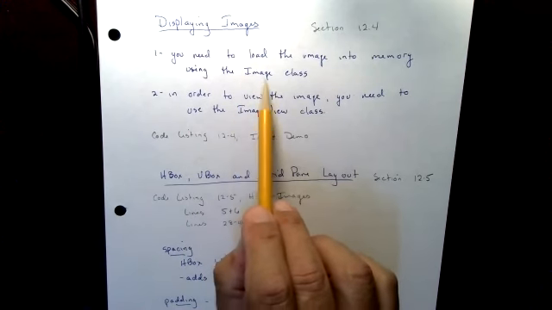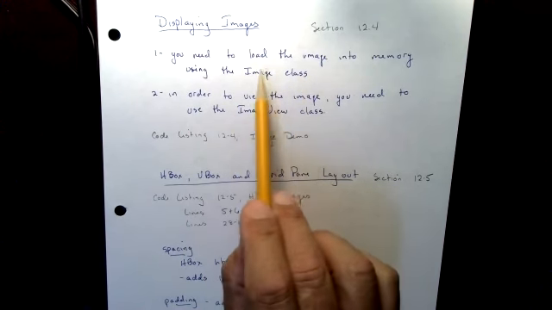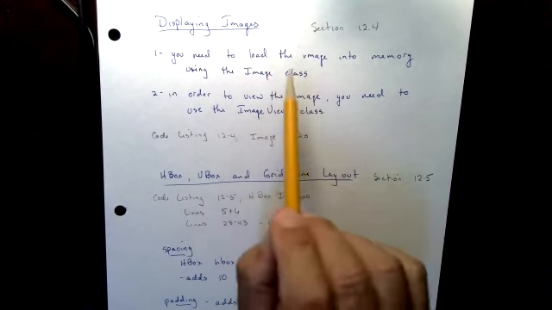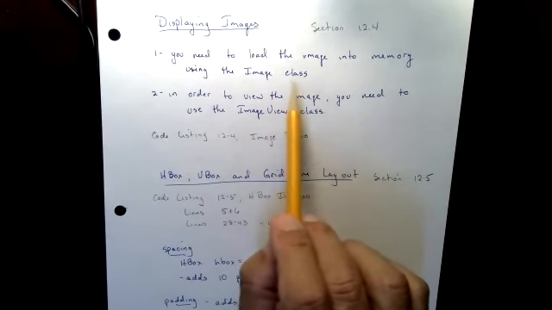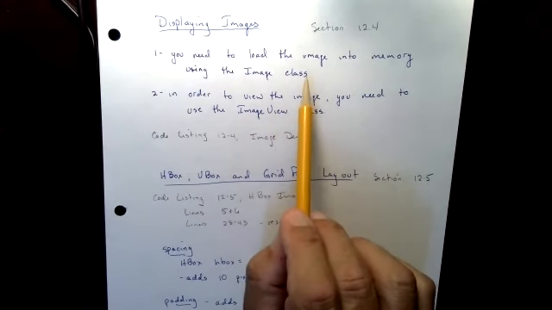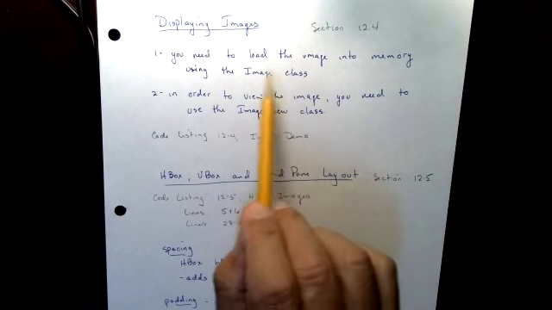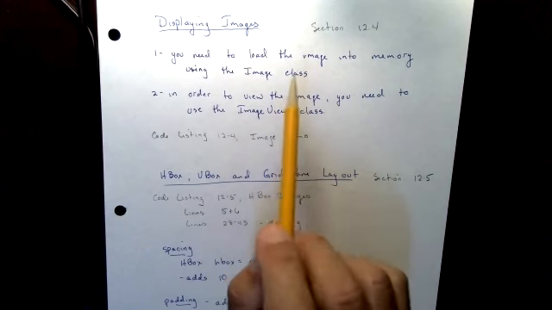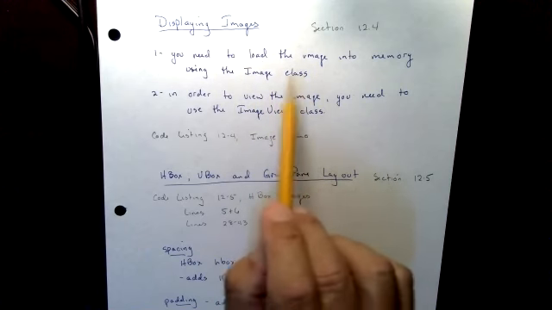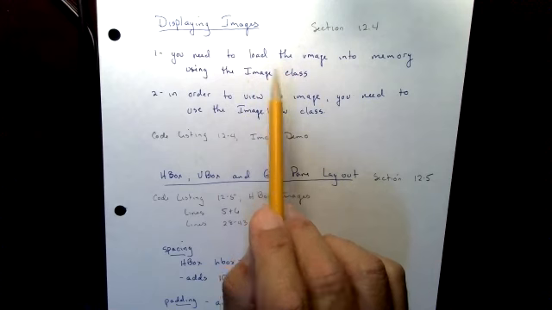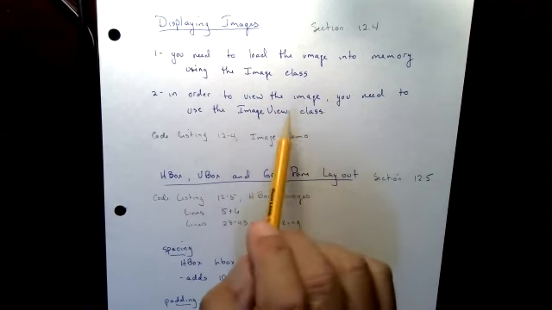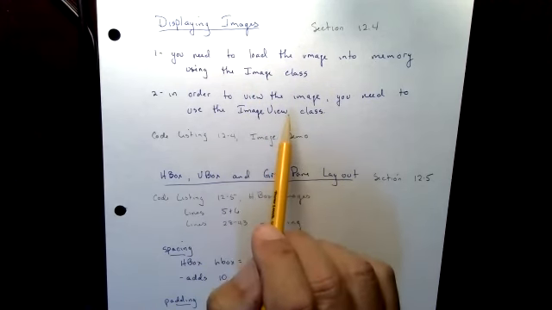So again, this is object-oriented programming. And where do objects come from? Objects are instantiated from a class. Okay, that goes back to our chapter 6 from our last class. So we're going to instantiate an object from the image class. Then in order to view it, we're going to use the image view class.